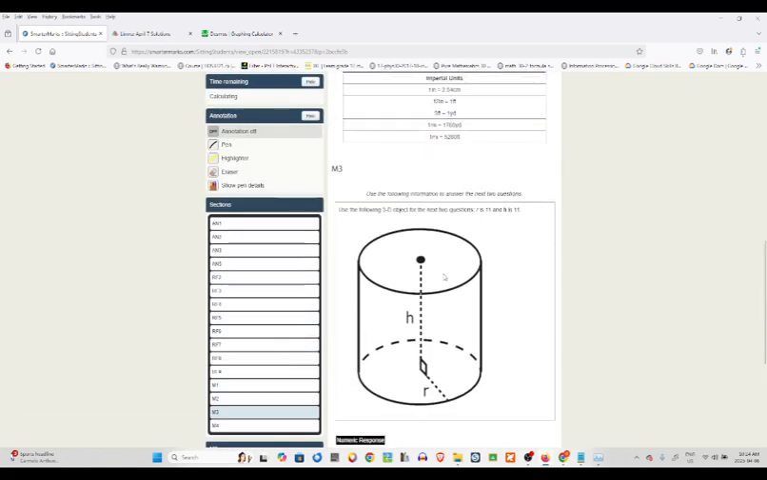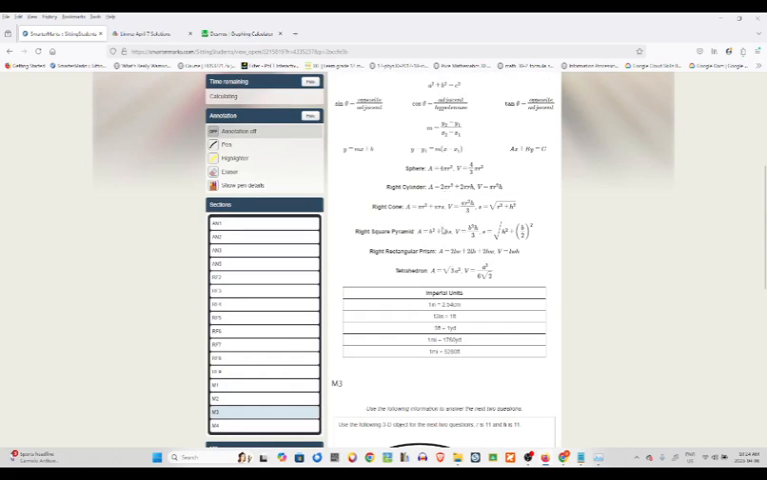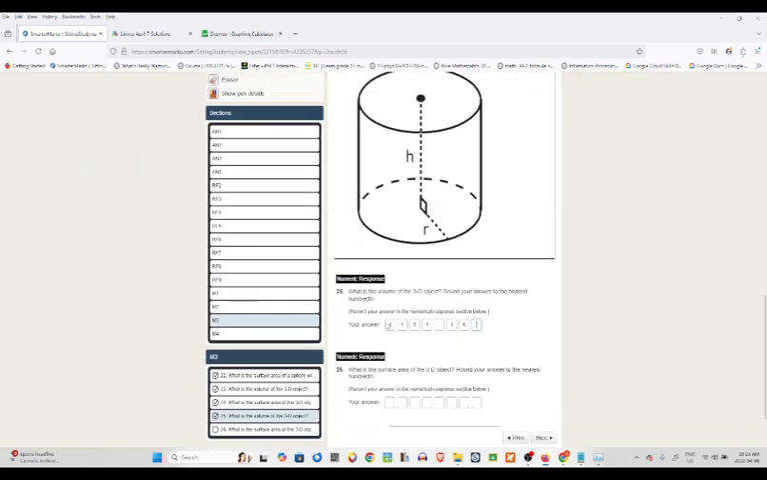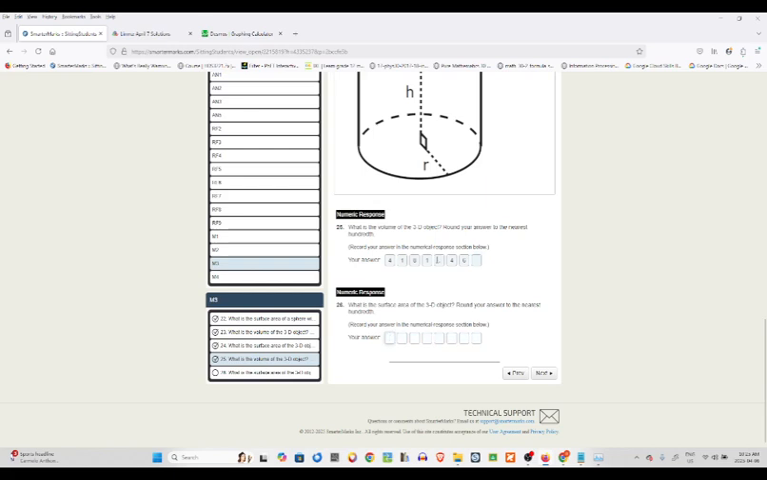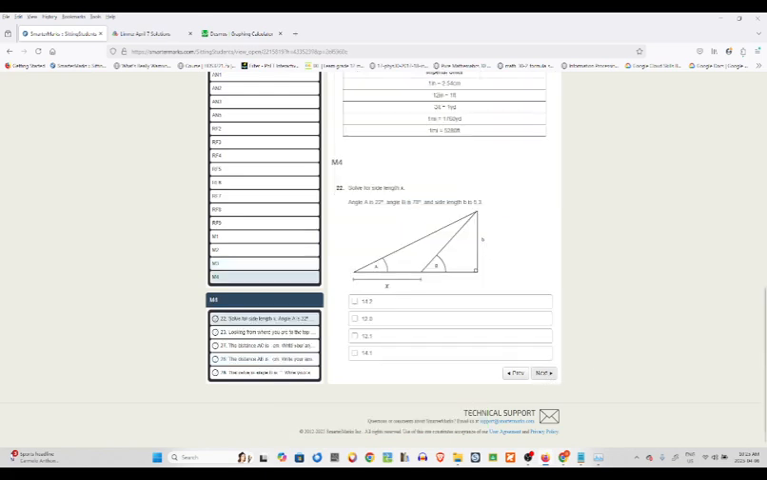Surface area. That's 2 pi r squared plus 2 pi r h, and r and h in this case are both 11. So again, plug and play, that is 1520.53. And that should round up measurement 3.